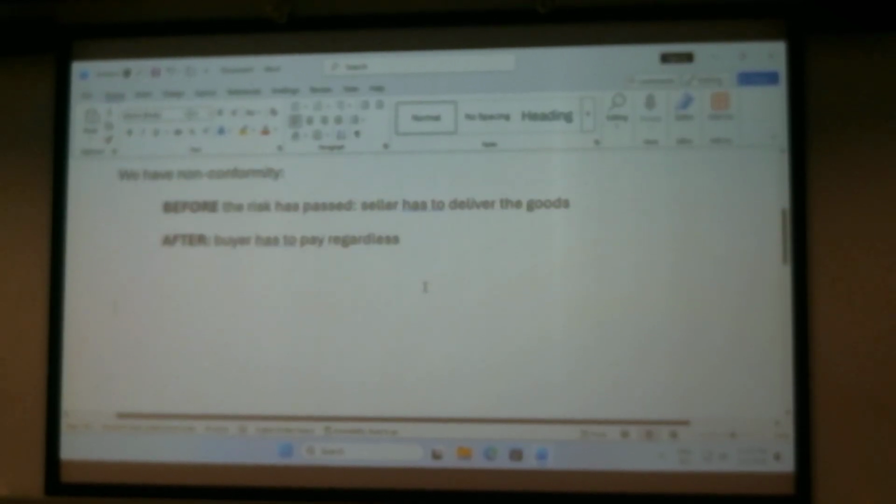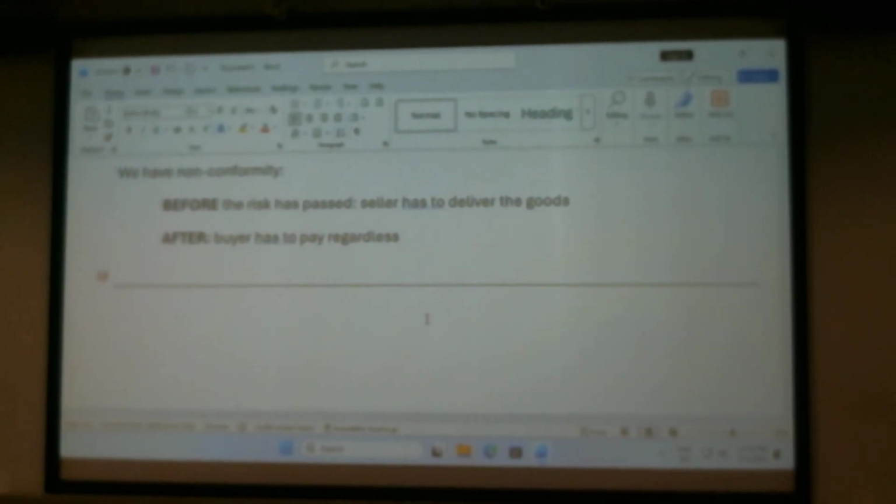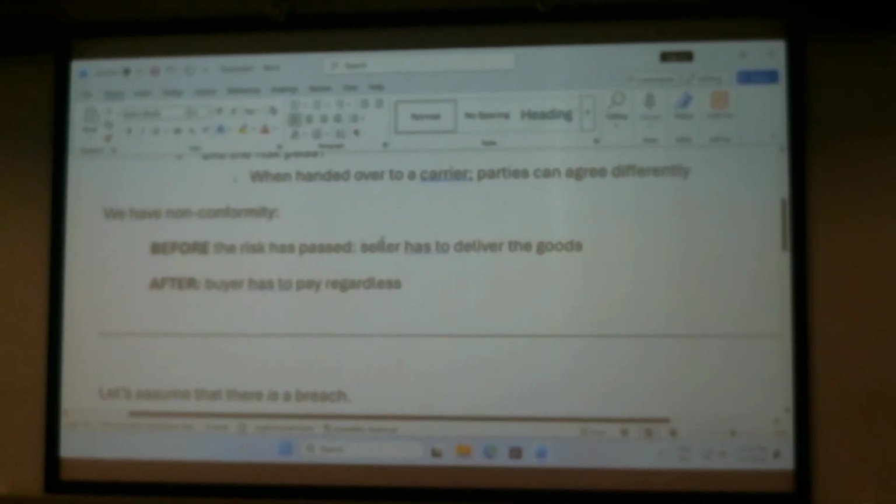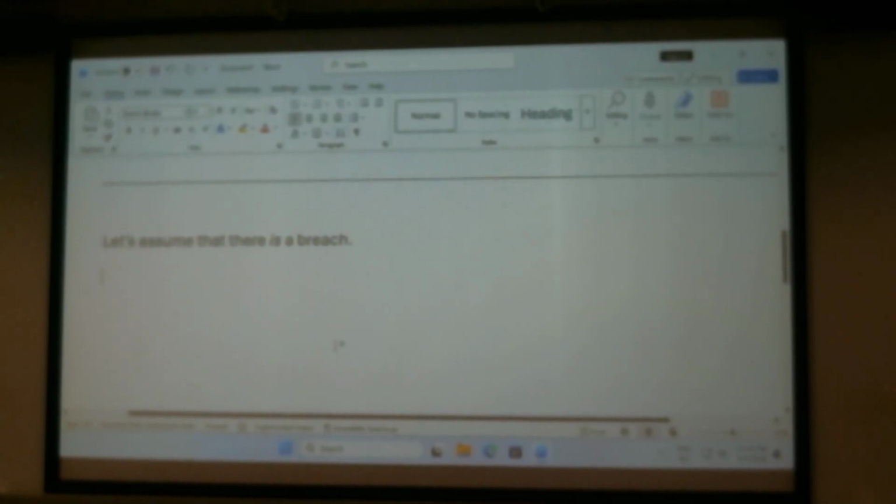So let's assume that the seller has breached the contract. That was what we did before, but now into damages. So let's assume that there is a breach. That would be the main thing for damages, right? And let's assume that the seller has breached their obligations. So let's say in this case, the seller has delivered slow MacBooks. What do they have to do?